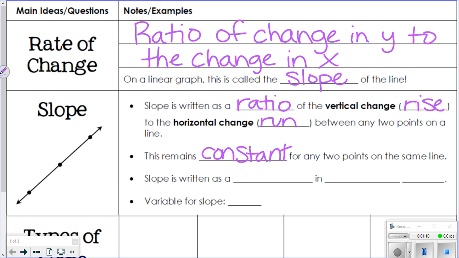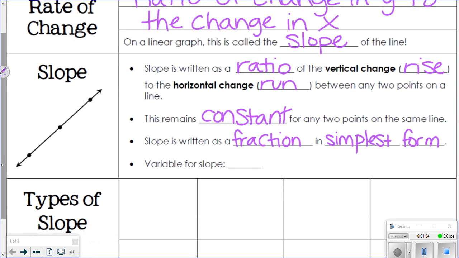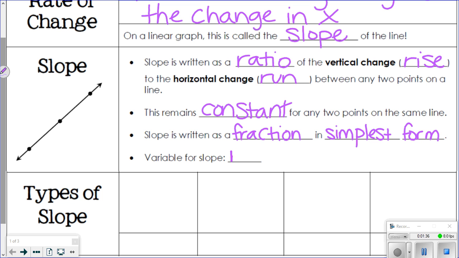Remember, slope is written as a fraction in simplest form. And the variable that we use for slope is m.